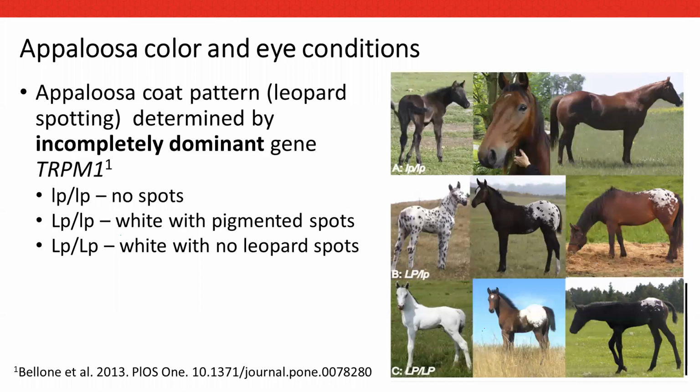And if a horse is homozygous for the big LP genotype, it's almost like those spots go to excess, so the spots don't even have color themselves anymore. So there will be white with no spots. So clear spots, if you kind of want to think about it that way. So there's 3 different levels, I guess, if you will, of leopard spotting in Appaloosas.